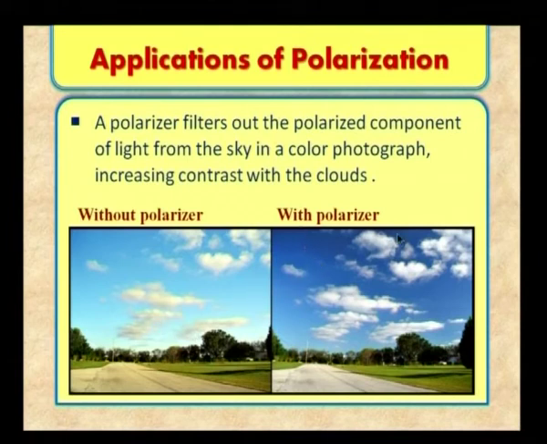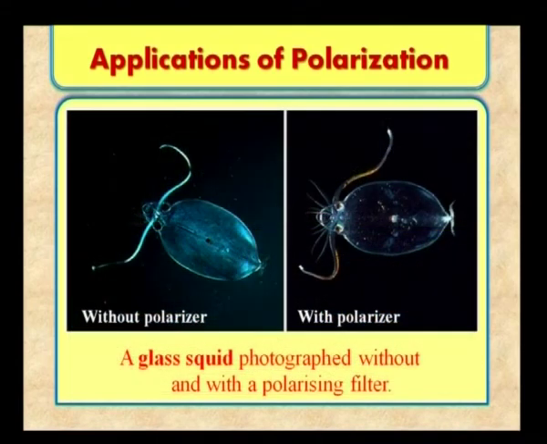Now, you see here with polarizer, a polarizer filters out the polarized component of light from the sky in a color photograph, increasing the contrast with the clouds. The contrast is very good now. You see the difference between this figure, the left hand side, that you obtain without polarizer, and the right hand side with polarizer, the contrast gets improved because you are cutting off the unwanted polarized light. So, now again you see an insert here without polarizer and with polarizer.